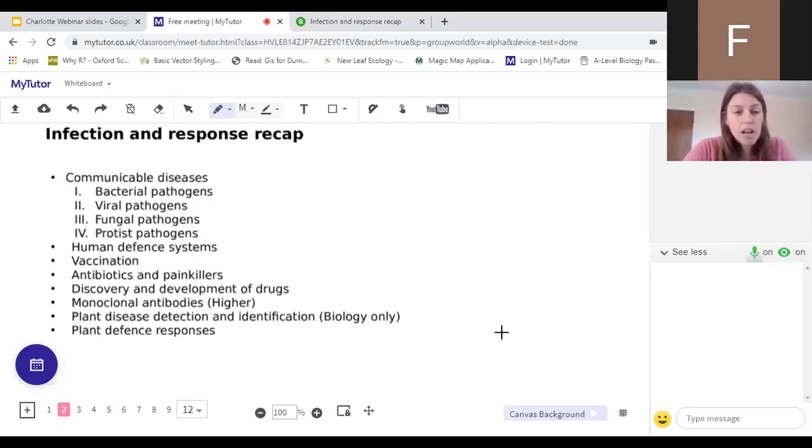What I wanted to do today was see how much you've learned so far, have a look at any questions that you might have, and try and answer those. And we'll go through some past paper questions as well and do some exam technique. So the first thing I thought we'd do is a bit of an experiment, but I thought it might work quite well. I wanted us to make a mind map of what we think of when we think about infection and response.